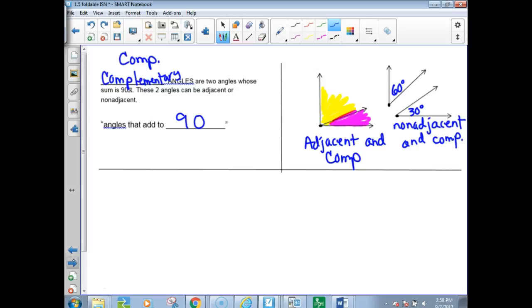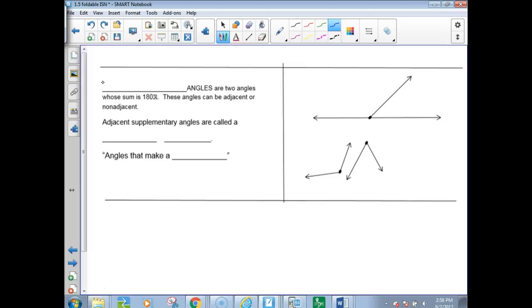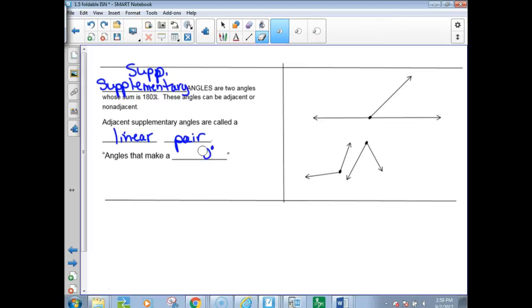Good? Okay. The next line is about supplementary angles. S-U-P-P-L-E-M-E-N-T-A-R-Y. We're going to use S-U-P-P as the abbreviation for supplementary. I'm sure you could appreciate that. Now, if they're adjacent supplementary angles, then they're called a linear pair. These are angles that make a line. Sorry, I didn't mean to write 180 there. It should say line. They make a line.